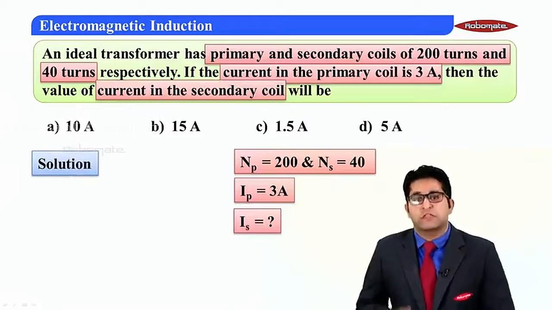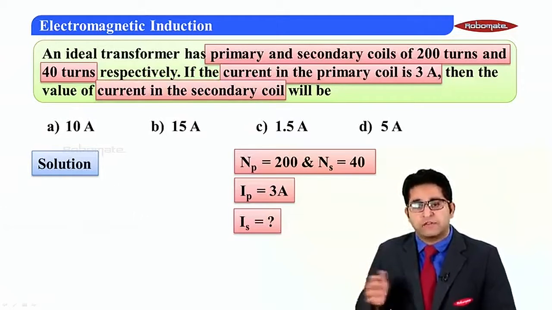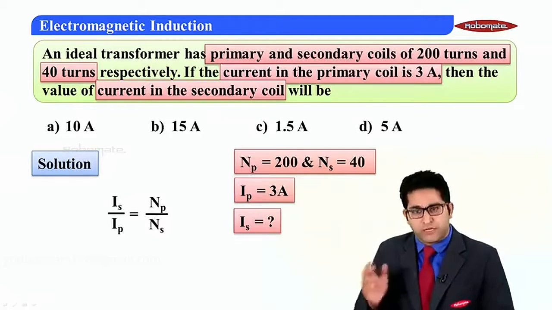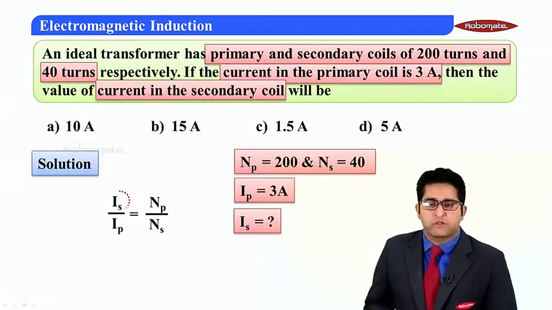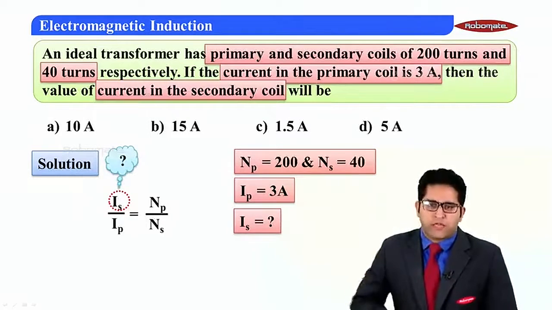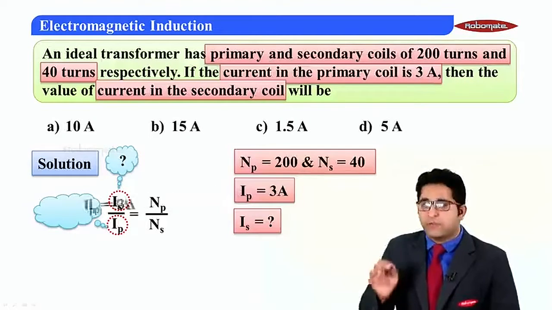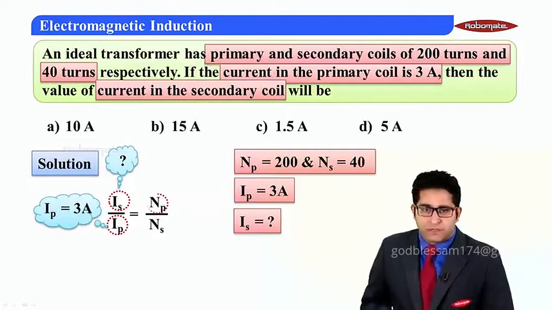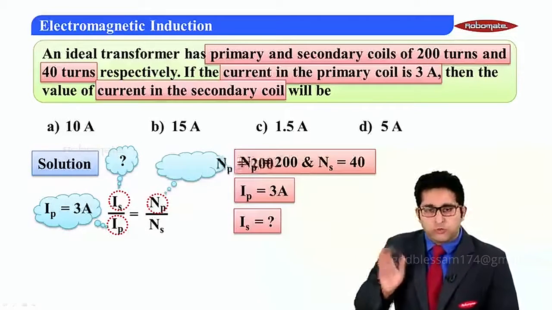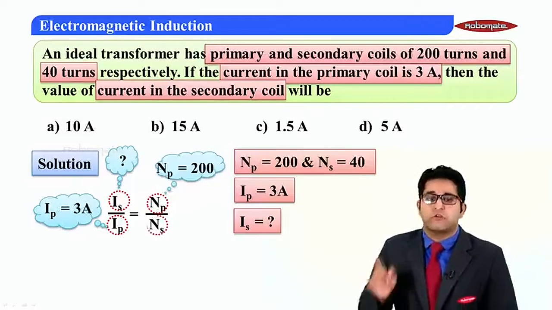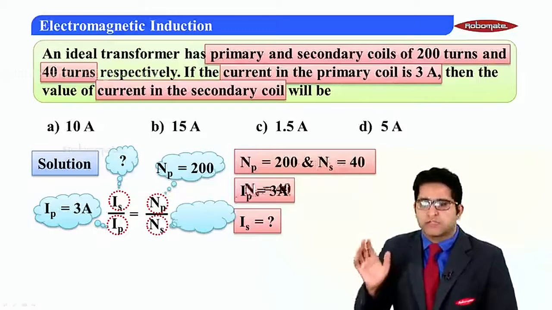Now again we'll be using the basic equation of transformer, that is IS upon IP, it is equal to NP upon NS. Right? We are supposed to find out the value of IS. We know value of IP, it is equal to 3 ampere. We also know value of NP, it is equal to 200. And lastly, we also know the value of NS, which is equal to 40. Right? So let us substitute these values.